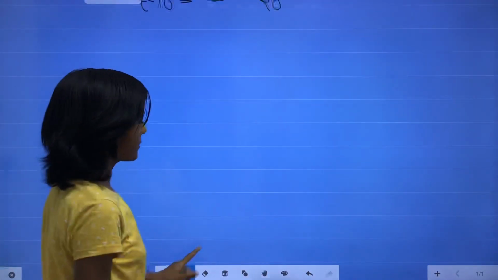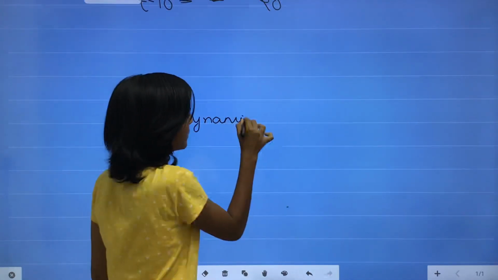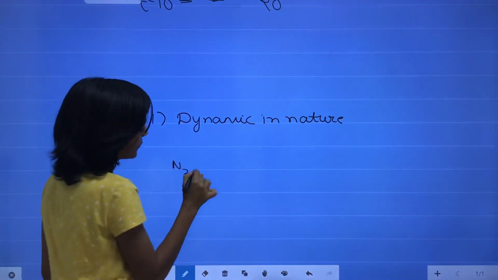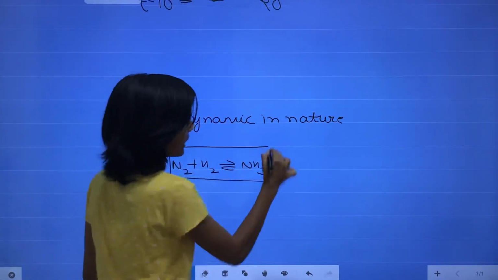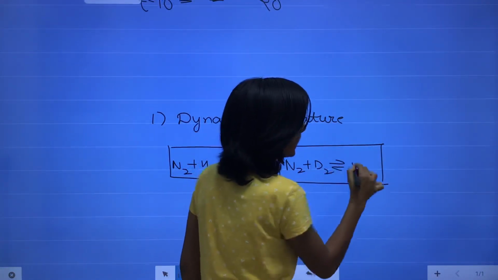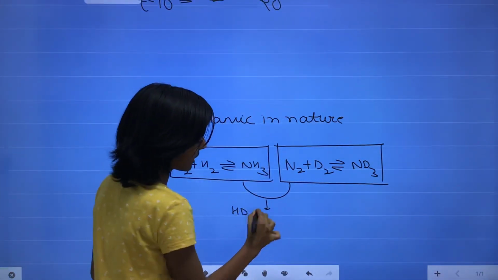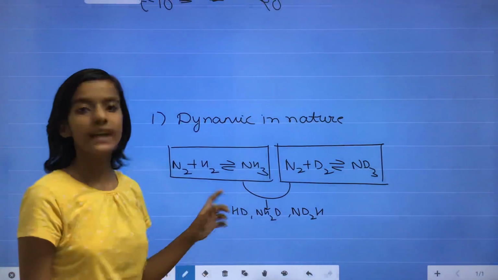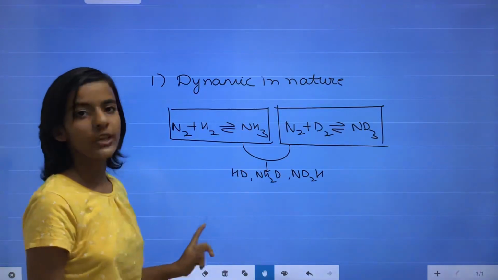So the characteristic of equilibrium is that it is dynamic in nature. Dynamic in nature means, for example, when nitrogen reacts with hydrogen, this forms ammonia. In another reaction, when nitrogen reacts with deuterium, this forms ND3, and if we mix both these reactions together, we get NH2D, NHD2, and these show that they are dynamic in nature. They perform the activity at the molecular level.